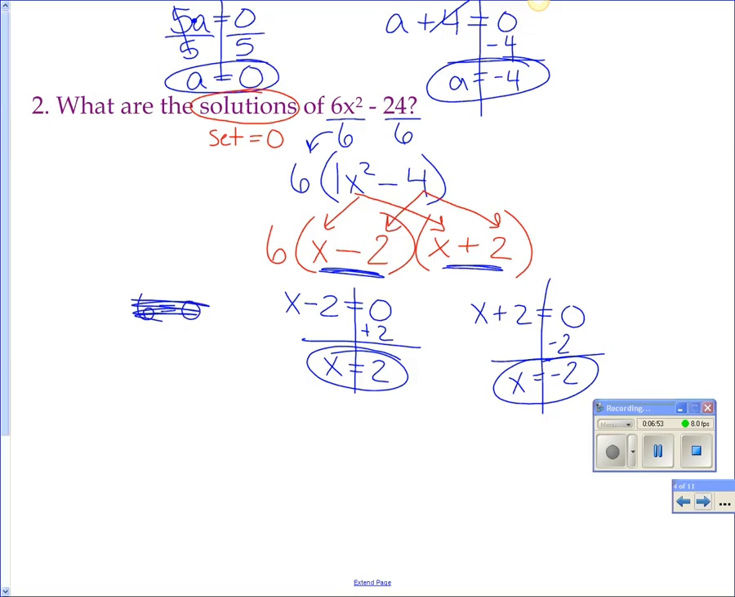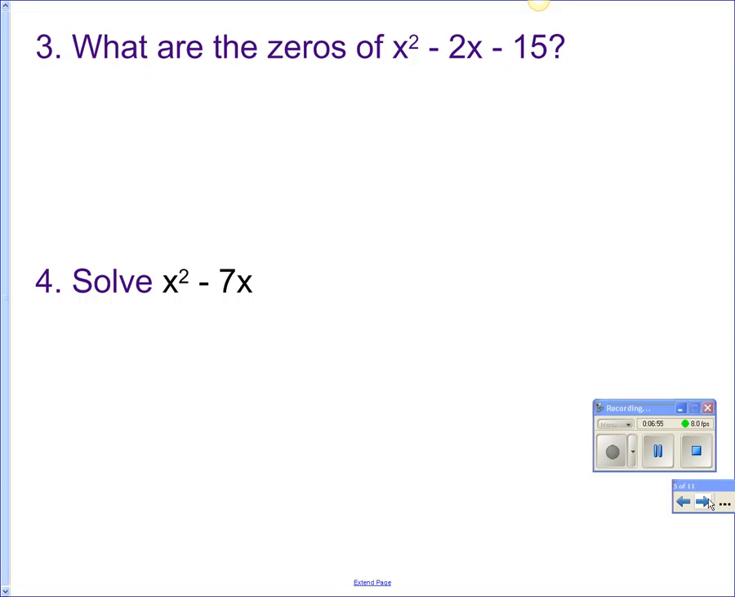Okay. Number 3, this word zeros means I'm going to have to set it equal to 0 at the end. The only time you have to do the set equal to 0 is when you see one of those vocabulary words. Okay. All right, so when I look at this one, x squared minus 2x minus 15, do they have anything in common? Just one, so we can skip that step.